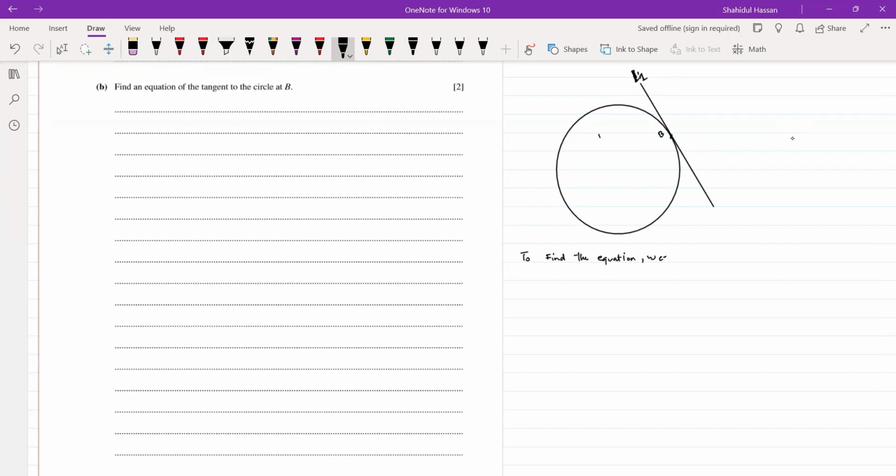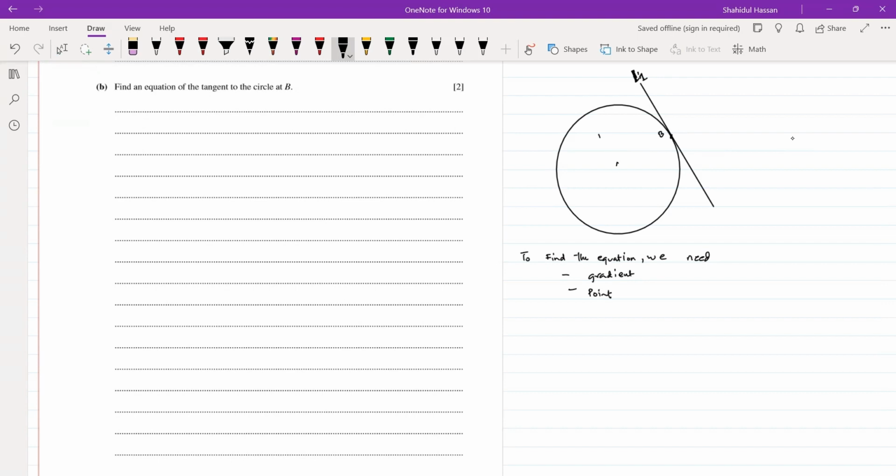In order to find the equation, we need two things again, two pieces of information. First we need the gradient, and we need a point. B can be that point because the line we're talking about passes through it. Now we need the gradient. To find the gradient we need two points, but we don't have them.